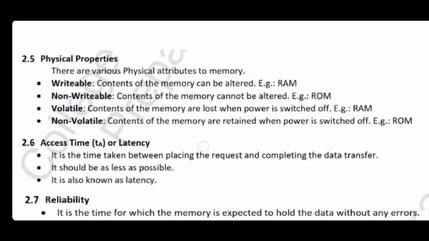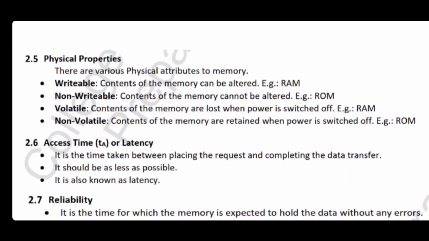Then the fifth memory characteristic is physical properties. There are various physical attributes to memory: writable, non-writable, volatile and non-volatile. That is the physical properties of a memory. Writable means it can be overwritten. The memory can change the data, that is writable. The content of the memory can be altered. That is writable. That is, we can write to the memory.